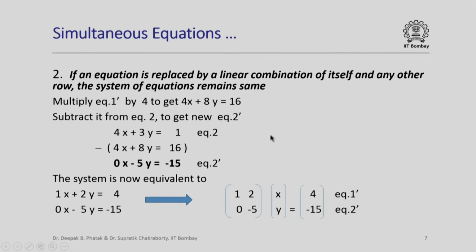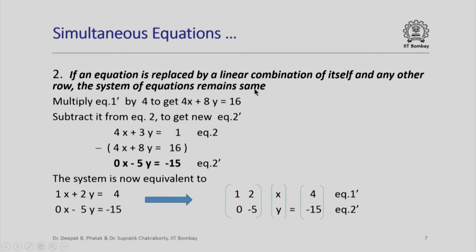The second important property that we utilize to implement the Gaussian elimination algorithm is that if an equation is replaced by a linear combination of itself and any other row, the system of equations remains the same. So, basically we are trying to transform the system into an equivalent system, but the new system should be more amenable to find the final solution.